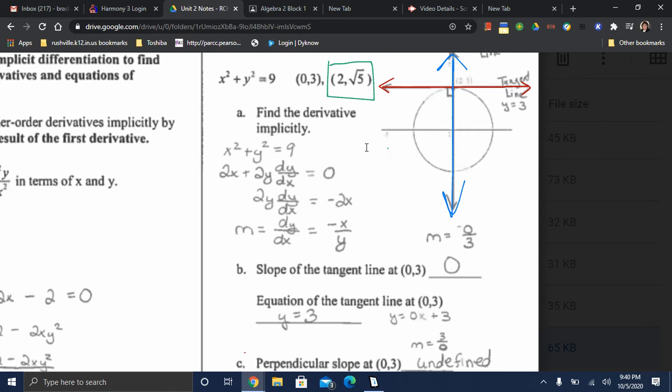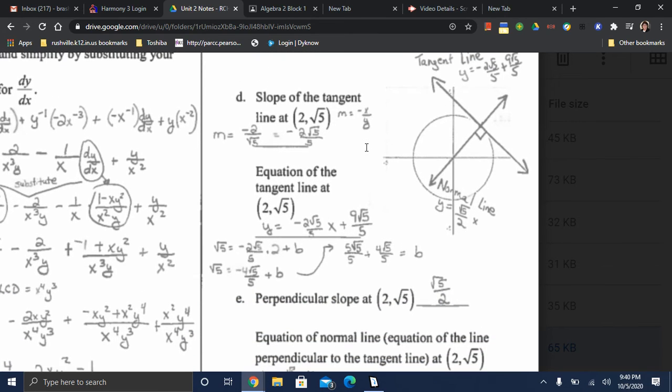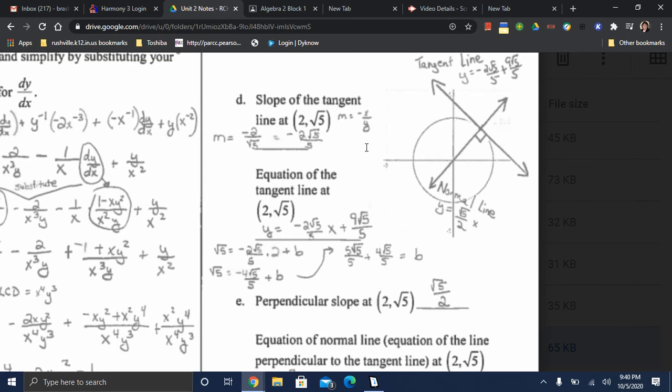And so I'm going to scroll to where you can see that work. And I actually have the circle redrawn. So we've already done the derivative. We don't need to do the derivative again. We just need to apply it. So the derivative was negative x over y. Here's your x and your y. So substituting in, your slope would be negative 2 over the square root 5. And I just rationalize the denominator to make it negative 2 square root 5 over 5. So that's the slope of the tangent line.